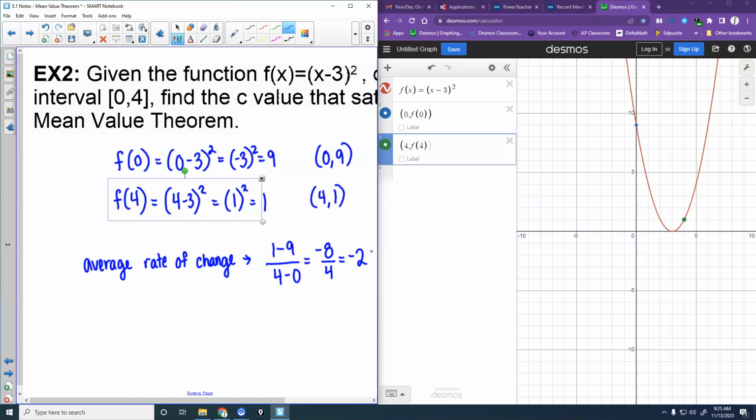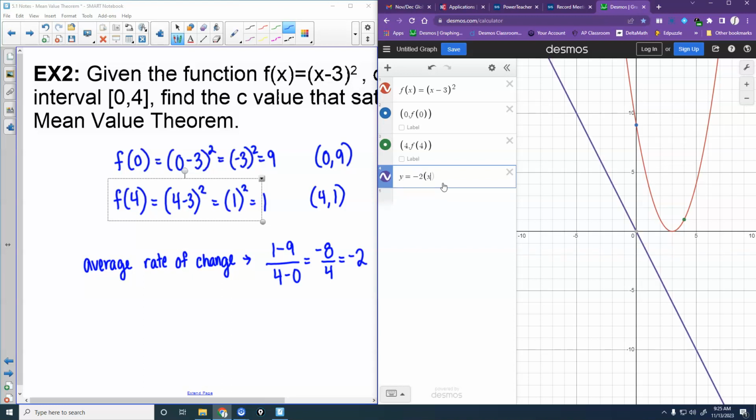Now, the mean value theorem tells us there has to be a place somewhere where the derivative equals negative 2, because of our slope between the endpoints. That would be y equals negative 2 times (x minus 4) plus 1. There's our line that represents our slope between the endpoints. What it's telling us is our derivative somewhere has to have a slope of negative 2 also.